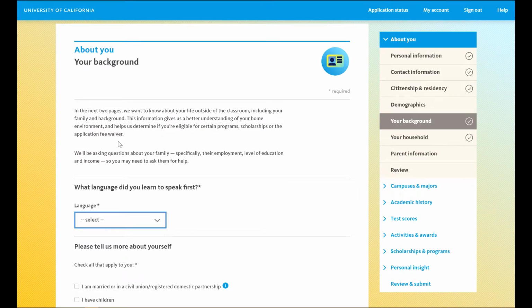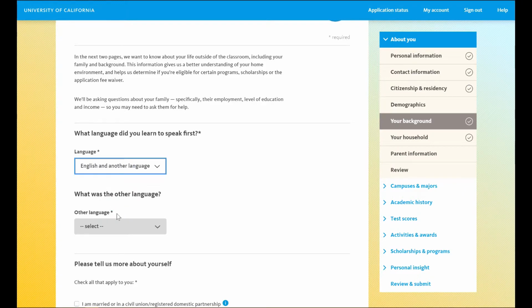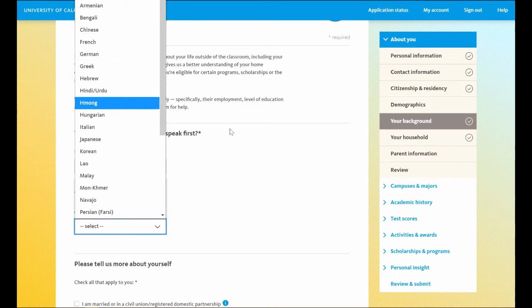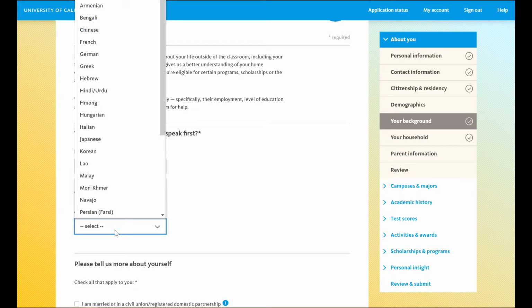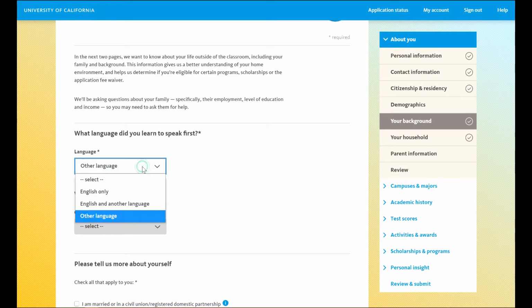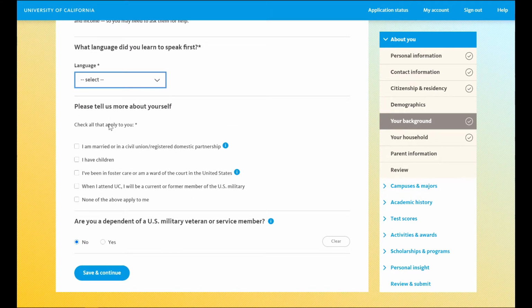The next section we will discuss is your background. The first question asks, what language did you learn to speak first? The three options are English only, English and another language, which you will select the other language, and if you learned another language and not English first, select the other language. Please read through the following options carefully. If you have been in foster care or ward of the court, you will select this option. If none of the above apply to you, you will select none of the above apply to me.